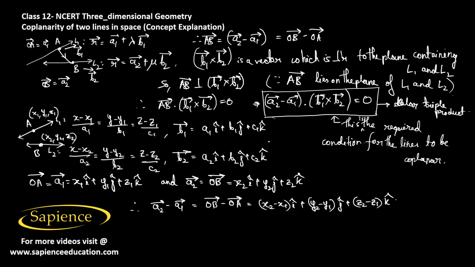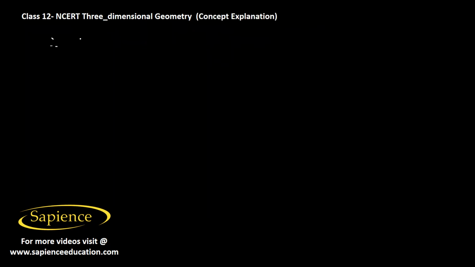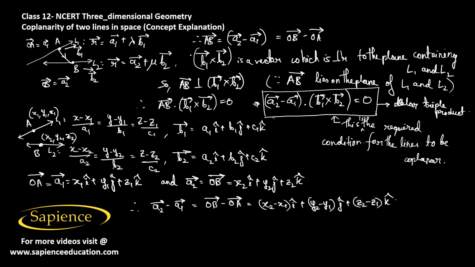So therefore here, a2 vector minus a1 vector dot b1 cross b2 will be equal to the determinant of, first the components of a2 minus a1 that we have to write, and then the components of b1, and then the components of b2.